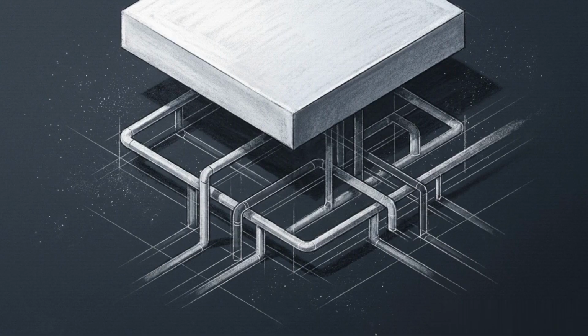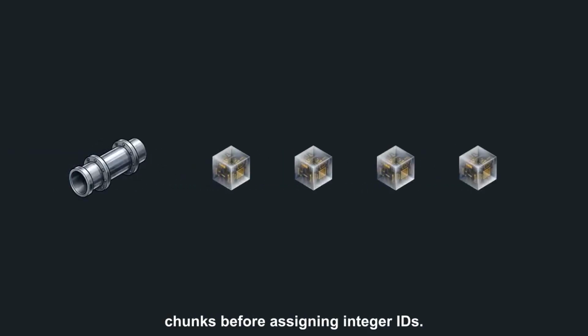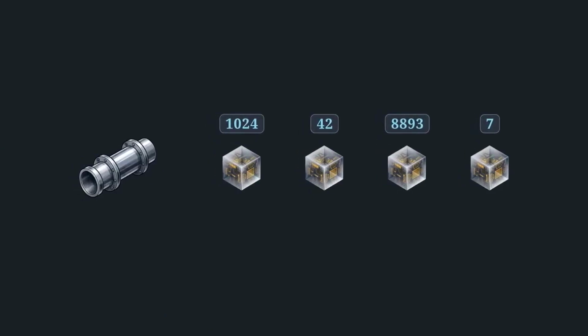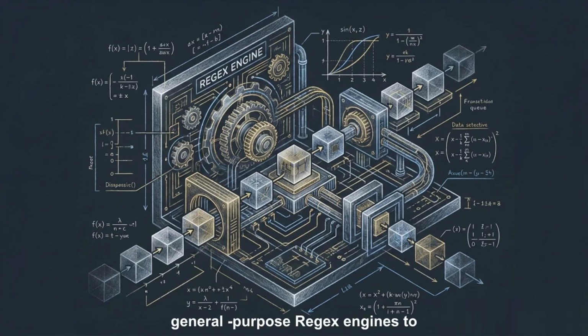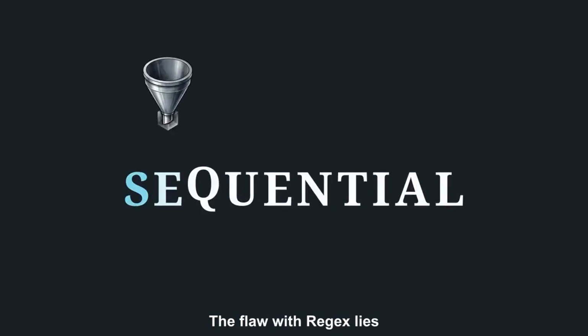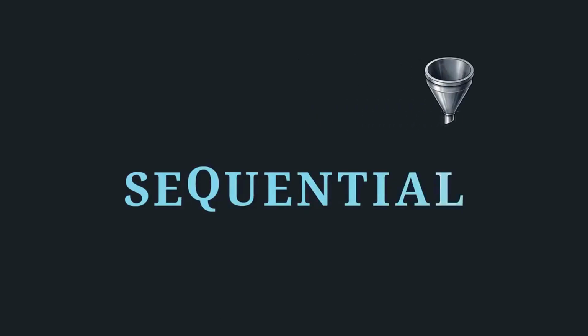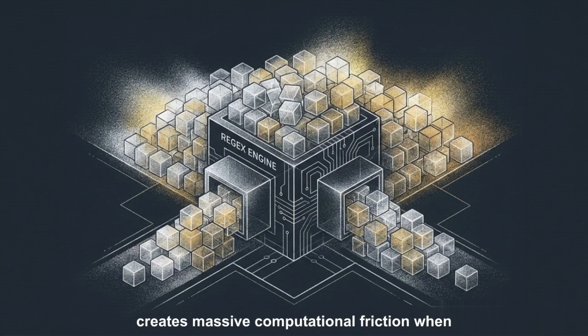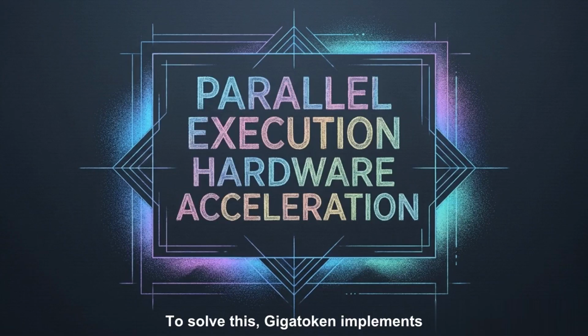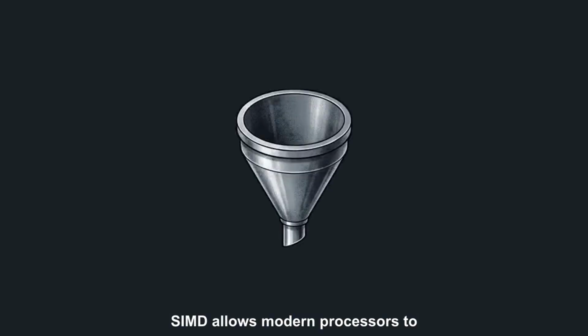The first required step in this pipeline is pre-tokenization, breaking raw text into isolated chunks before assigning integer IDs. Traditional NLP pipelines rely on general-purpose regex engines to execute this chunking process. The flaw with regex lies in sequential evaluation. Processing text character by character creates massive computational friction when deployed at scale. To solve this, GigaToken implements SIMD execution, single instruction, multiple data. SIMD allows modern processors to bypass sequential reading and handle multiple data blocks simultaneously.